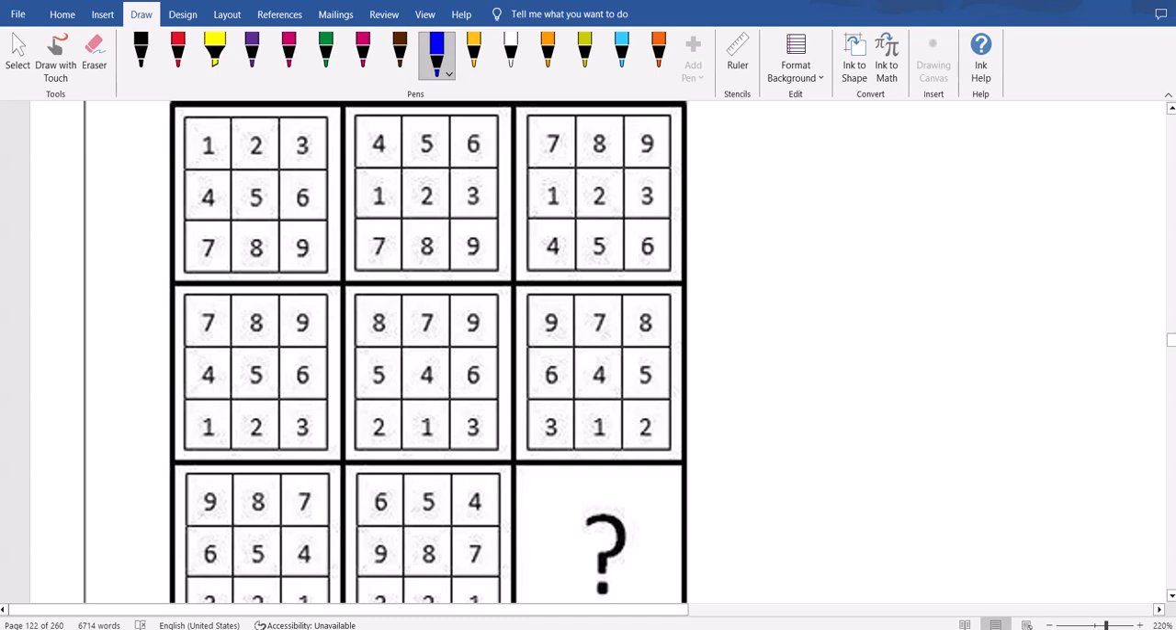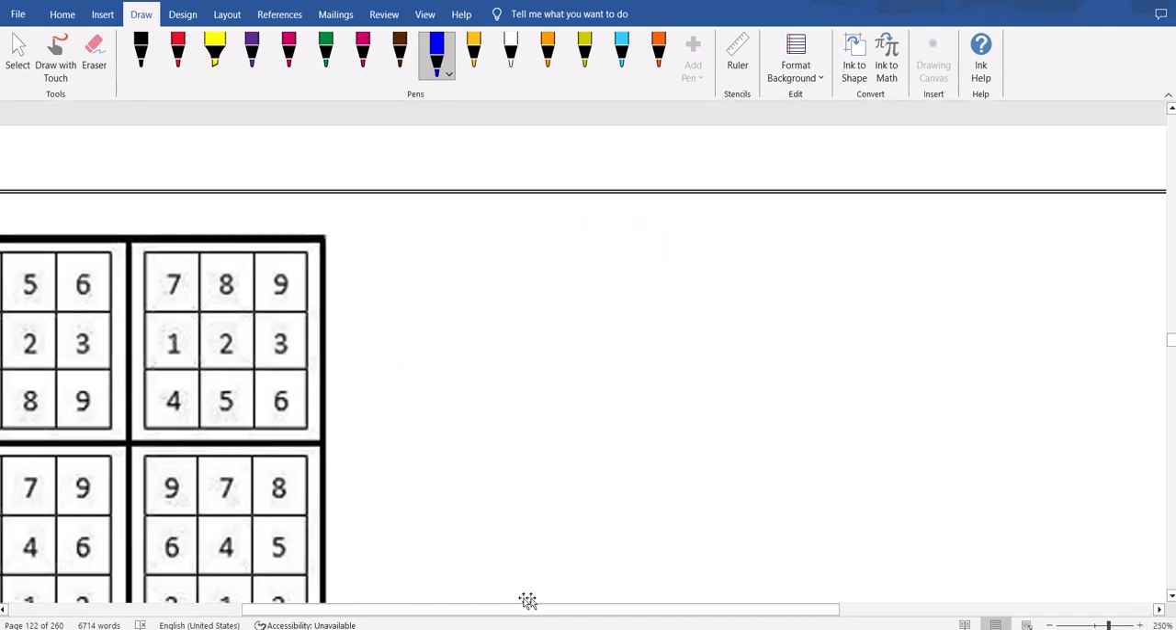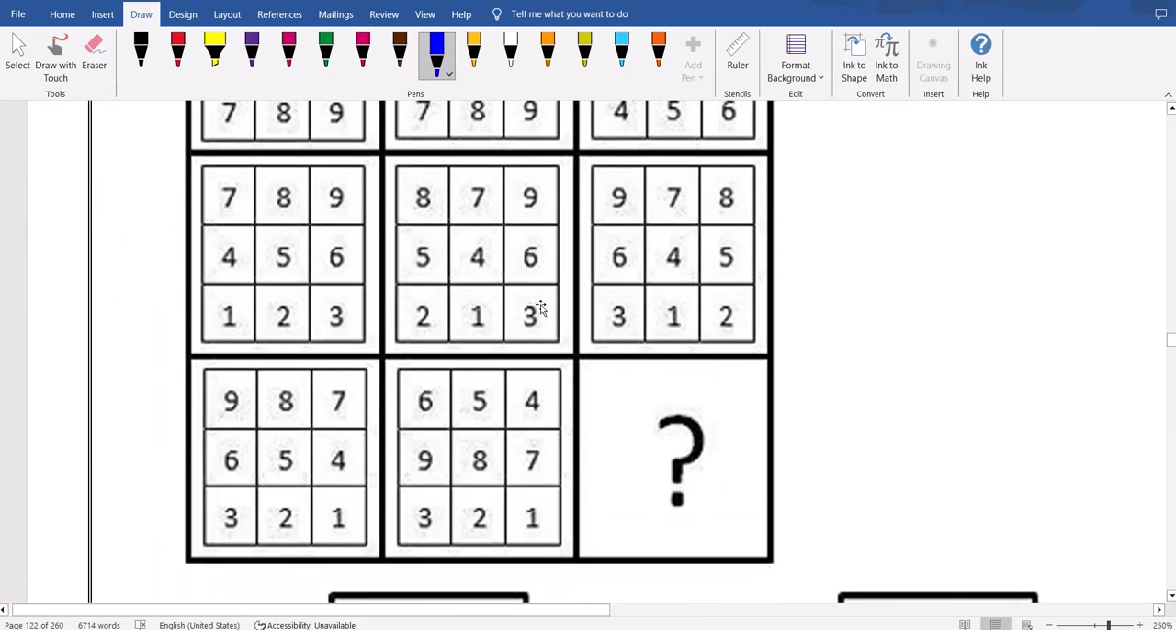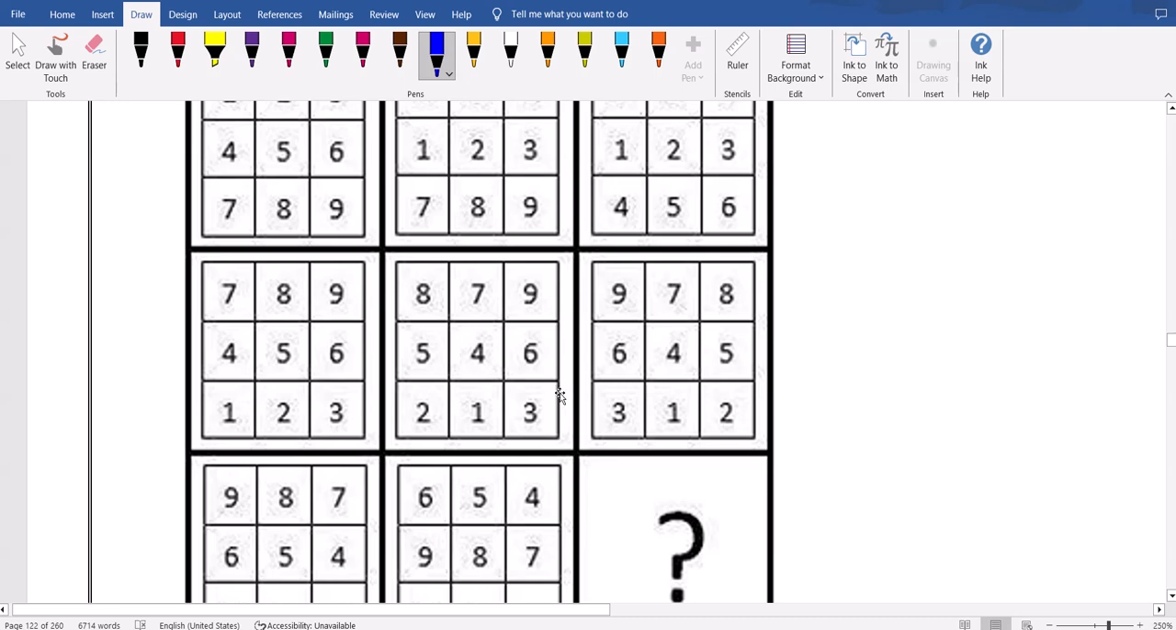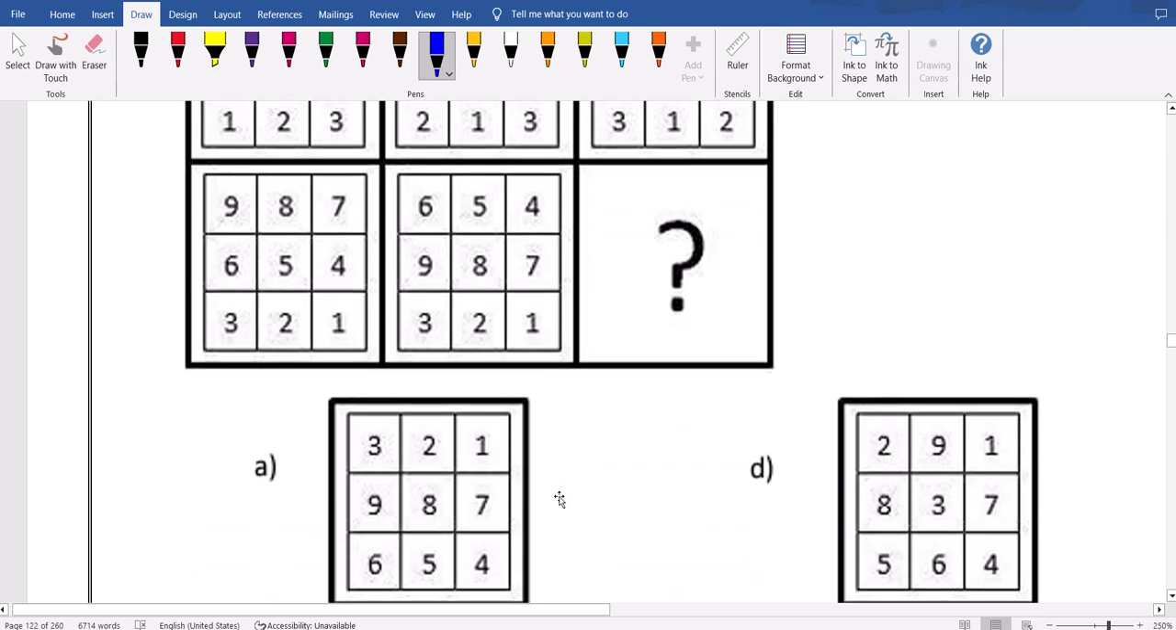Row wise, we need different numbers. So 1, 2, 3, 4, 5, 6, 7, 8, 9. Next, if you go here, we need to make sure of different numbers. Already 9, 8, 7, 6, 5, 4 are available, right? So 3, 2, and okay. 9 occurred here again. Not okay with that.